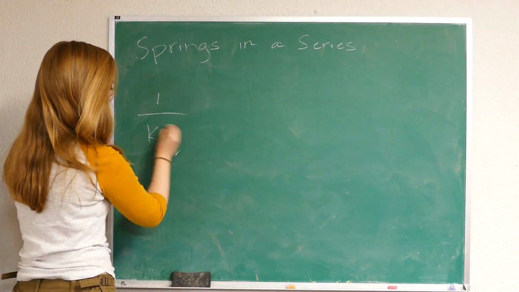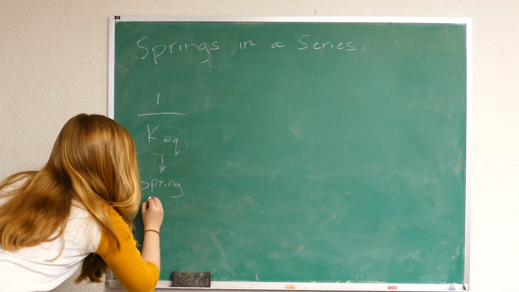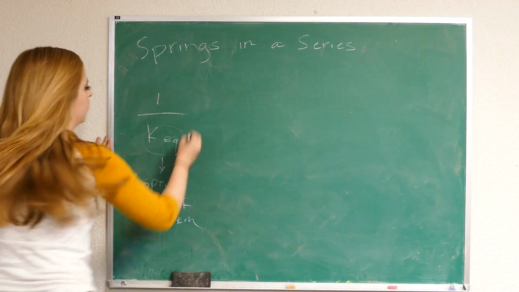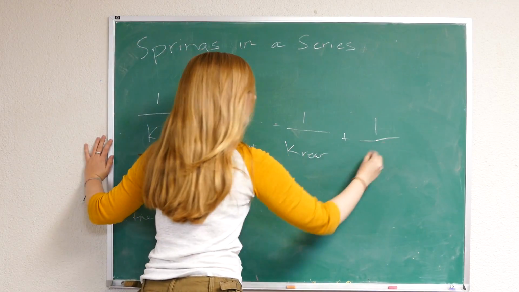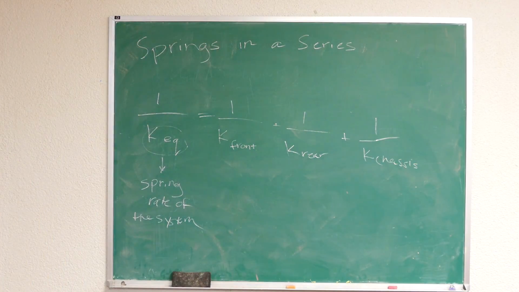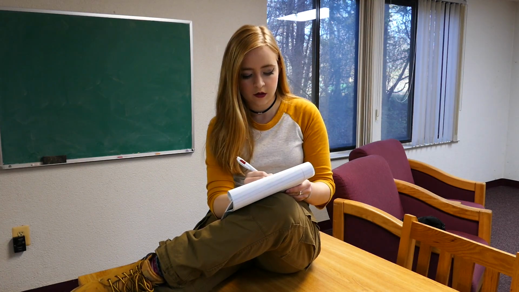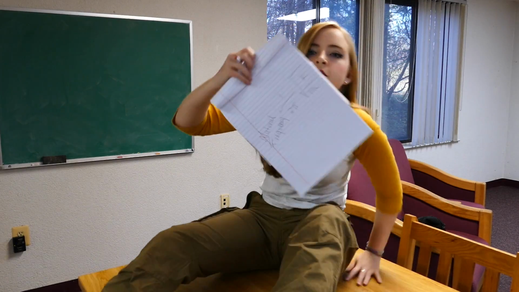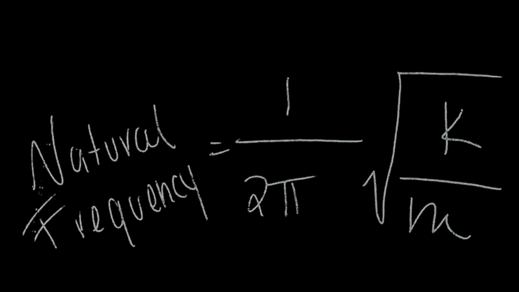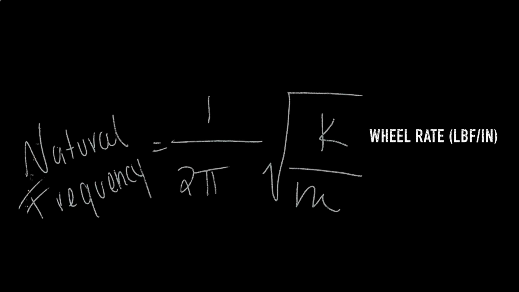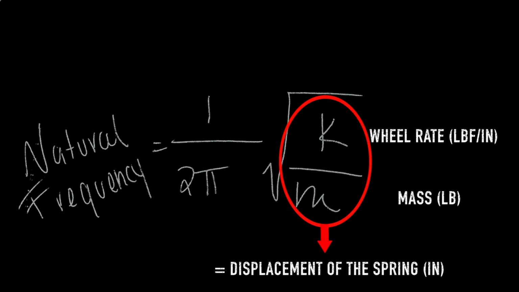Now, when we analyze the full vehicle, the spring rates of the front, rear, and chassis act as springs in series, such that the reciprocal of the equivalent spring rate is equal to the sum of the reciprocals of each component's spring rate. Another important consideration is natural frequency, given by the square root of wheel rate divided by mass, all divided by 2 pi. Now, the wheel rate in pounds of force per inch divided by mass in pounds is equal to displacement of the springs in inches.